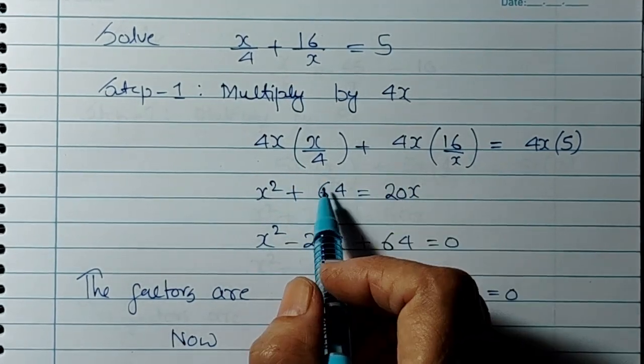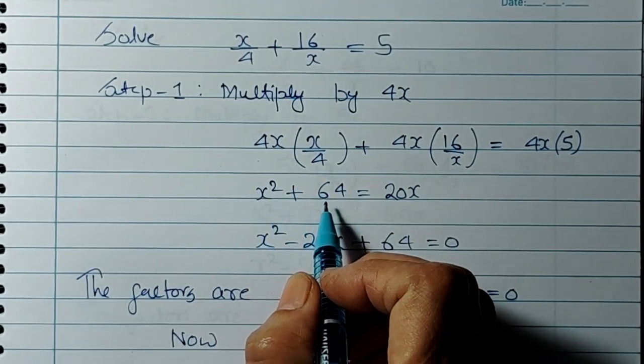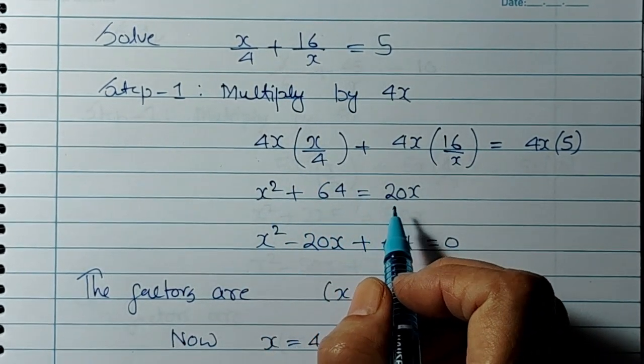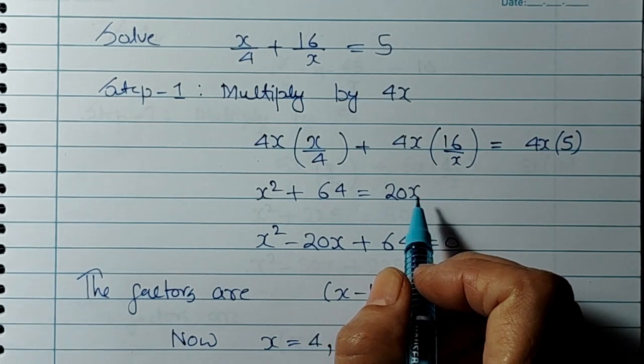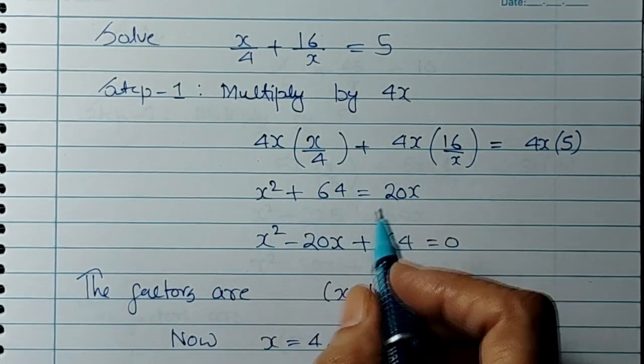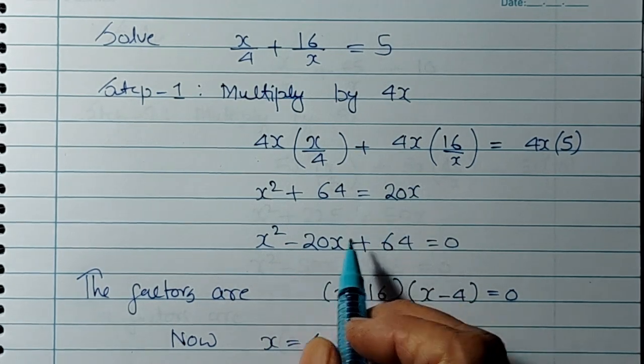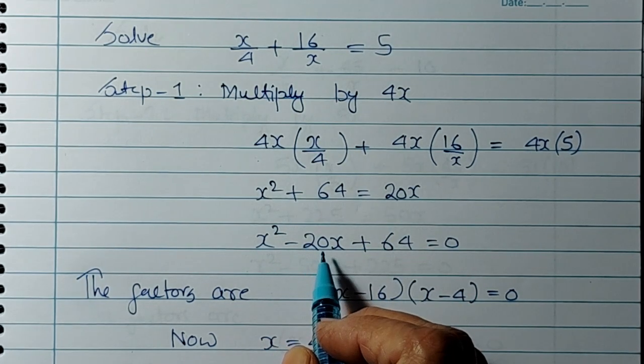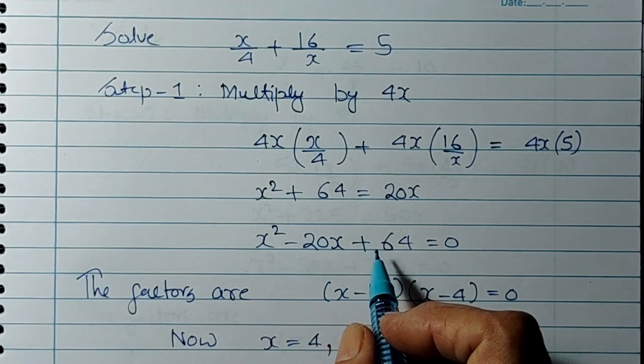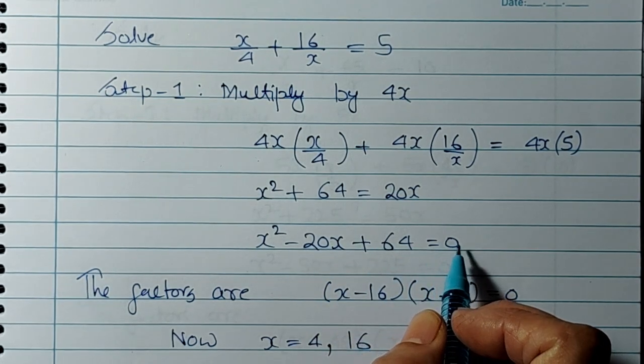Now finally we get x² + 64 = 20x. After multiplying with 4x we get this. Now it is x², and 20x will be arranged with a minus sign. It is x² - 20x + 64 = 0.